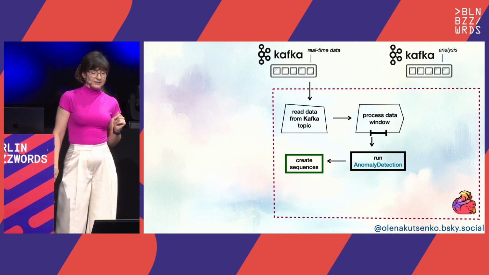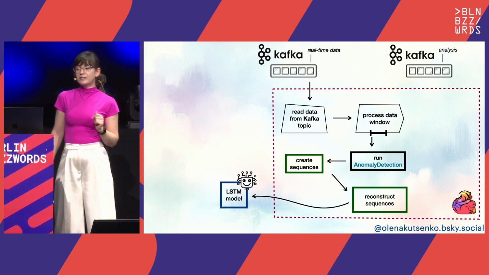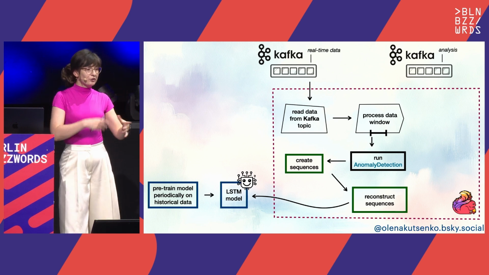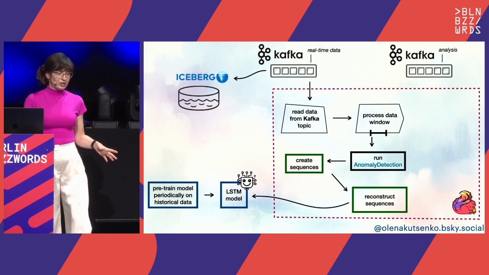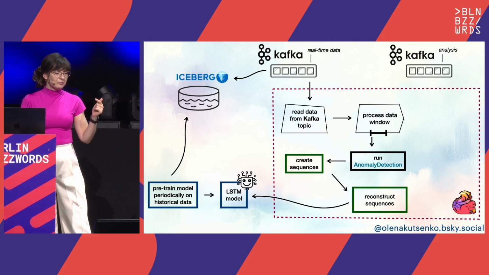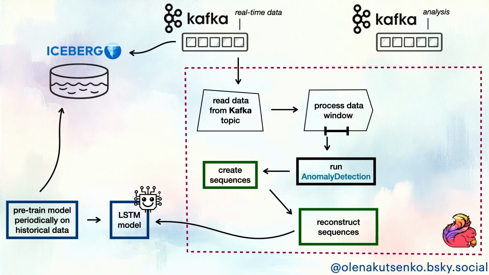We actually create the sequences based on our data, and at the same time, we reconstruct the sequences using an LSTM model. An LSTM model, we have to pre-train it periodically, in advance, based on our data, however you approach it. For example, I'm using Iceberg to hold the data, but you can pre-train that model on the historical values. You will have to retrain it again periodically and read your historical data and prepare the model based on some kind of logic you have.